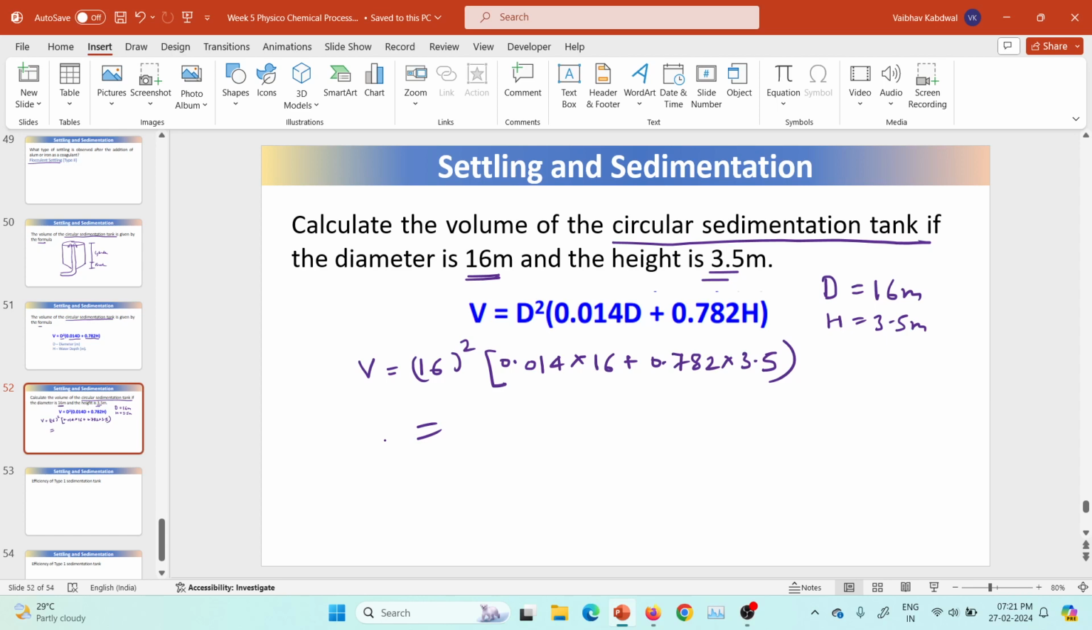16 squared into 0.014 into 16 plus 0.782 into 3.5. I think it is 1153.54 meter cube. Cross check it again. Whatever, you can cross check it again also.